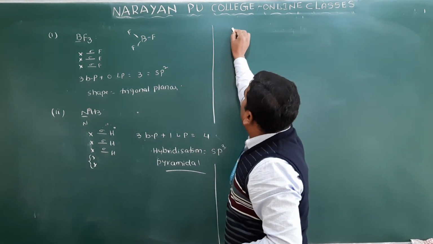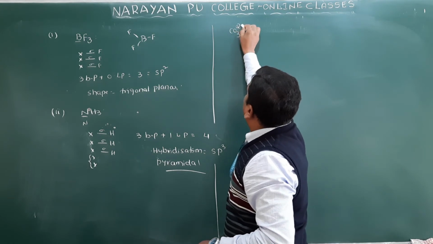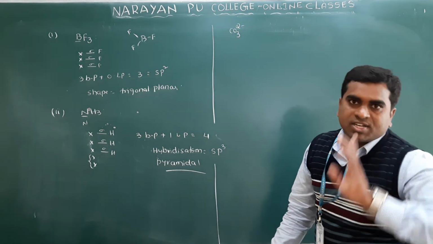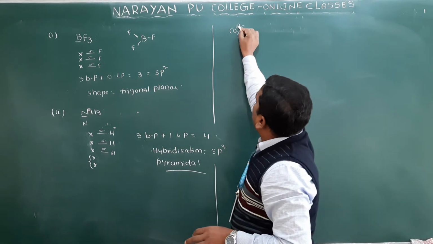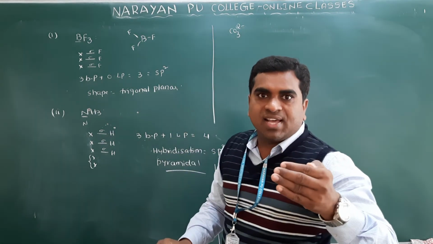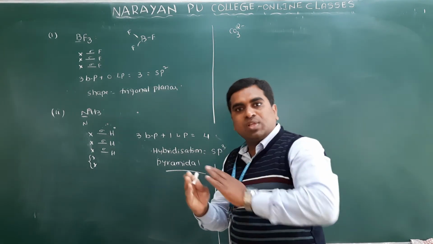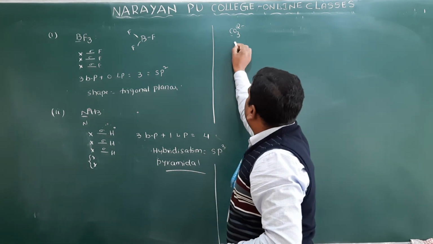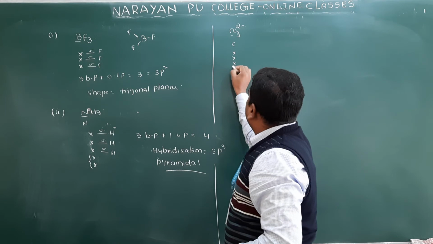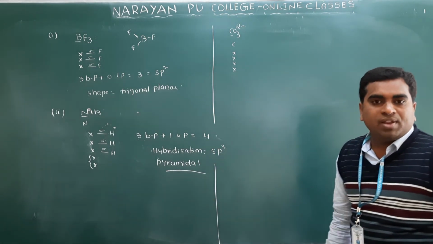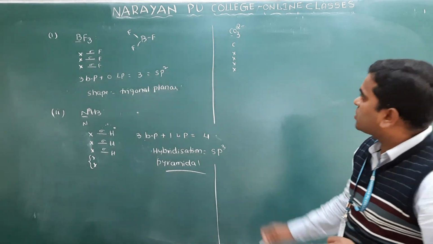Suppose I write here CO3 2 minus. You know 2 minus means minus is there, so you have to add the electrons. If plus is there, you have to remove the electrons. You know the carbon. Carbon belongs to which group? 4th group, 4 valence electrons. Carbon will have 4 valence electrons.